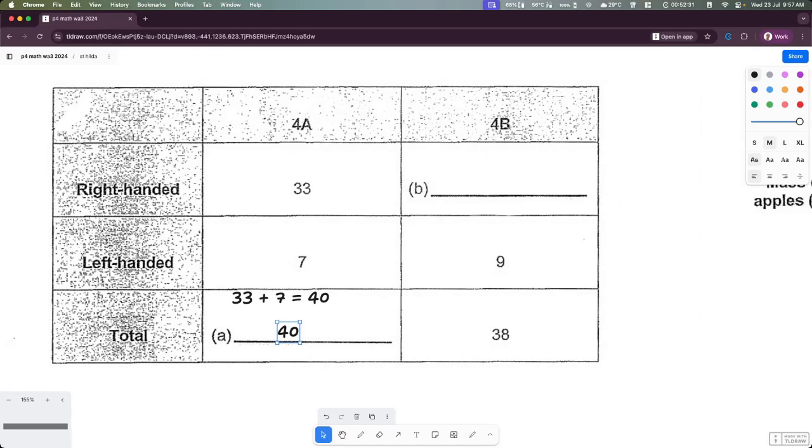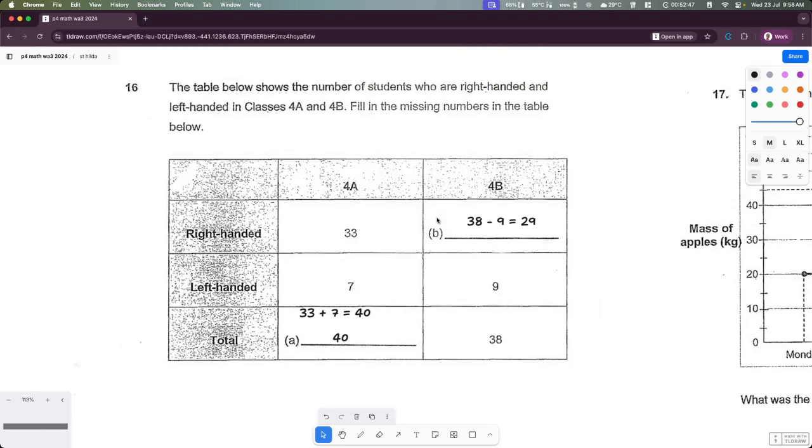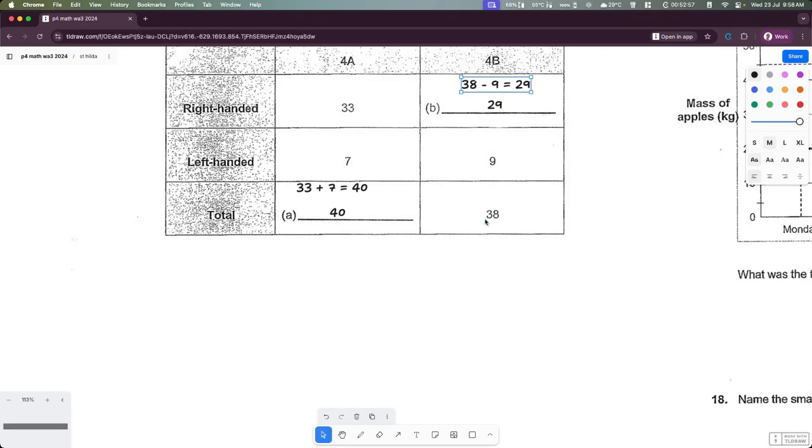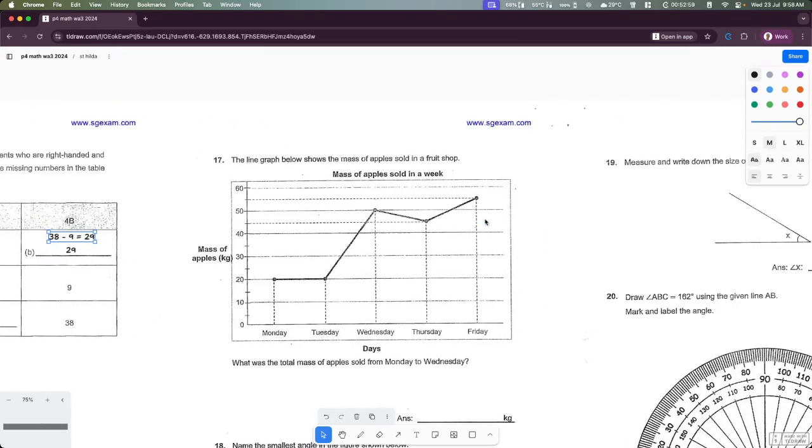Here in 4B, who are right-handed? We know the total and we know the left-handed, so we just subtract. Pretty straightforward. So 38 minus 9 is equal to 29. So the answer to this is 29. There you go, so that's the answer. Okay, pretty straightforward. Let's move on to question 17.